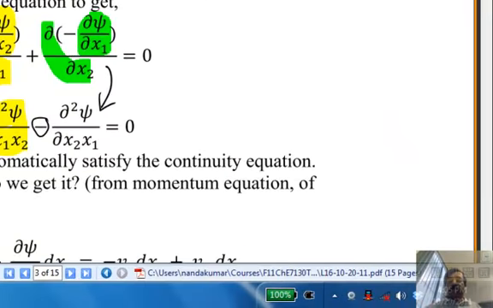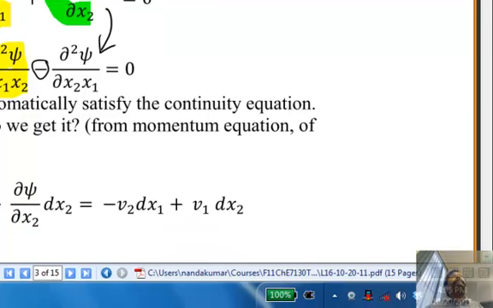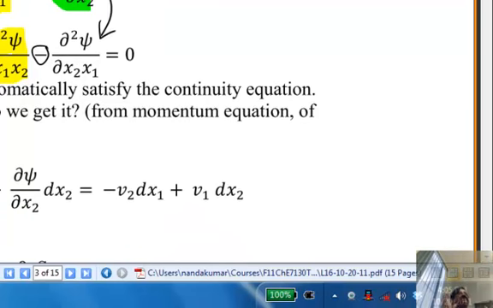Okay, any questions on that? So that's a simple definition of a new function that we are introducing. What is the physical meaning? Can we give a physical meaning to this stream function? And how can I visualize it in my mind?